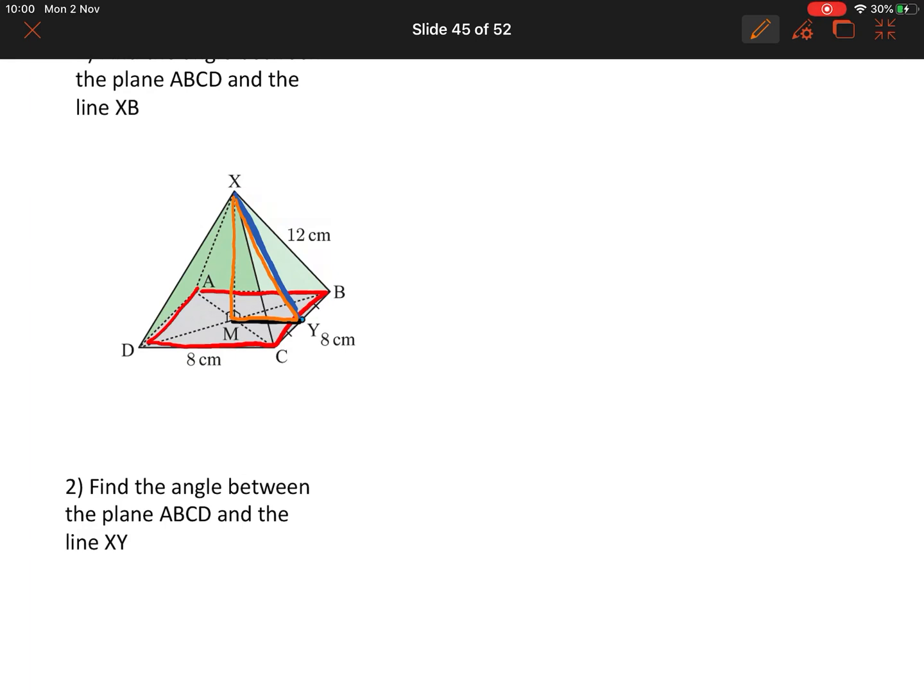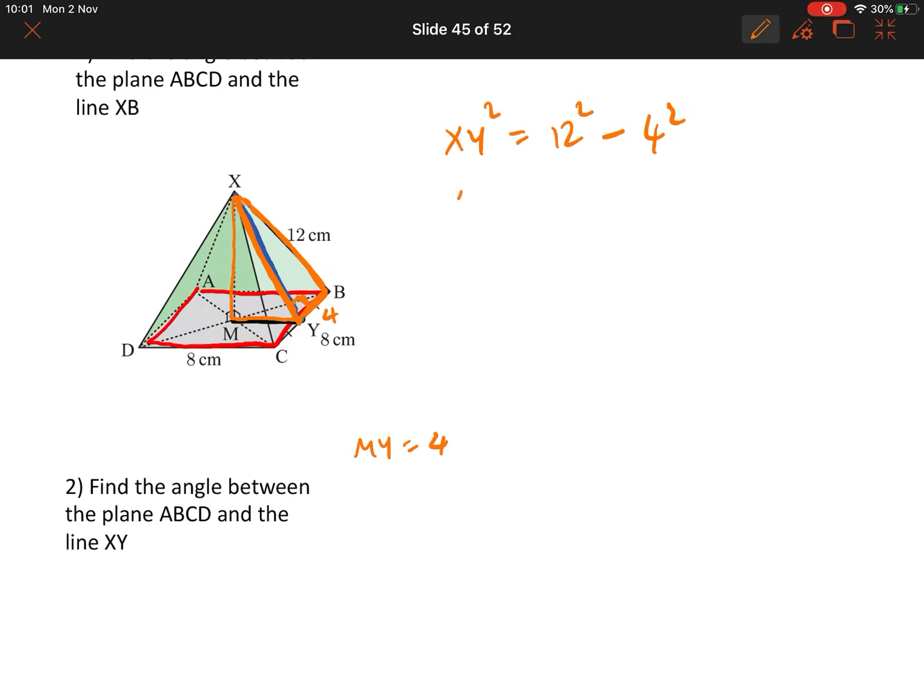Okay, so what can we work out? We can certainly work out MY. MY is easy. MY is equal to 4. It's XY that is difficult to know. We're going to have to use a bit of Pythagoras again. We've got another right-angled triangle here with this length 4 and this length 12, the hypotenuse. So we can say that XY squared is equal to 12 squared minus 4 squared.